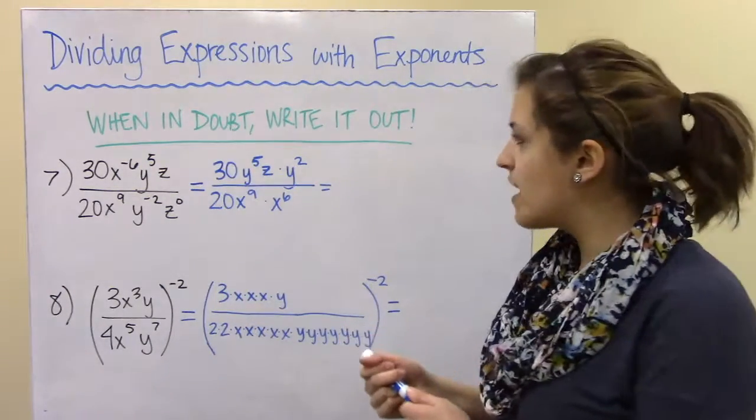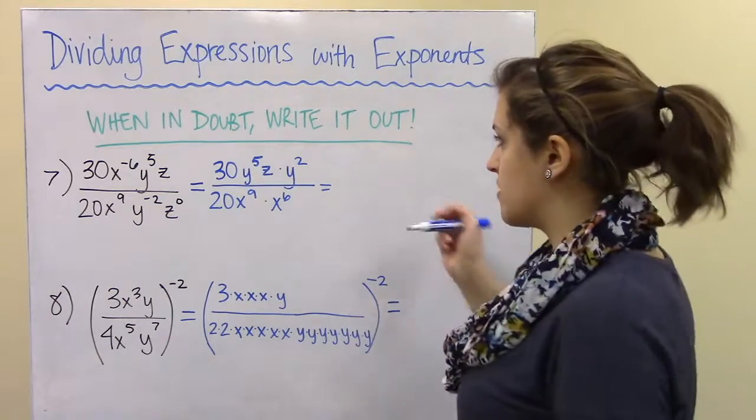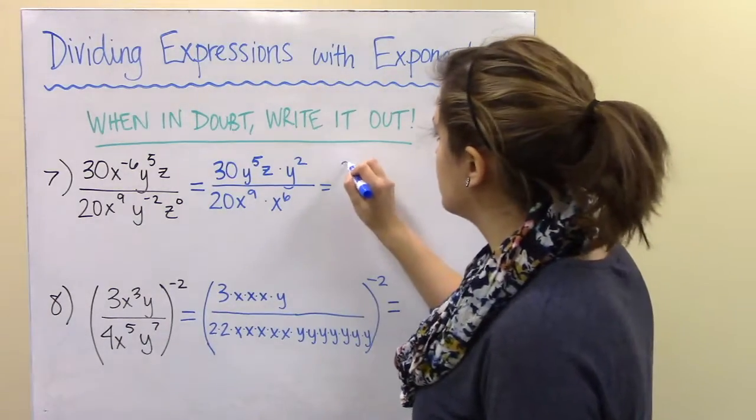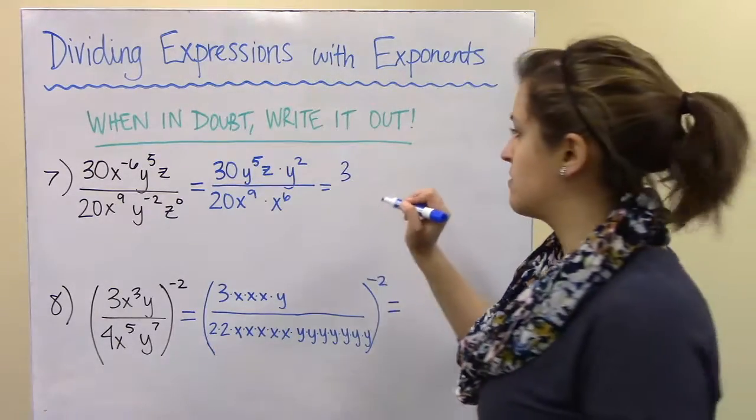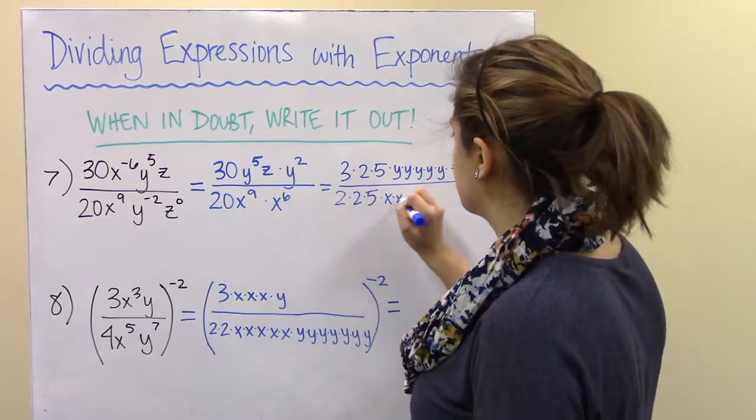And now I can write out what this would be kind of in all factored form. So I'm going to have 3, and actually I'll speed this up here a little bit.